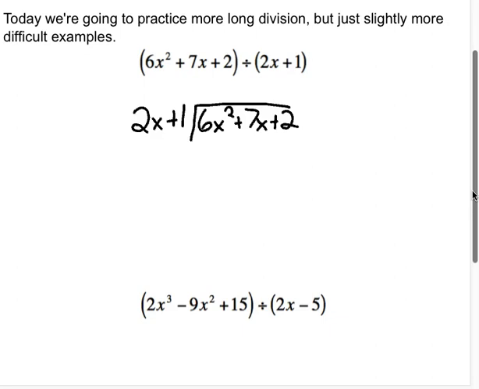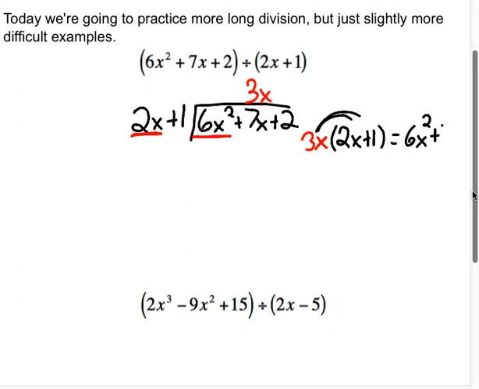So our process is still exactly the same today as it was yesterday. I need to see what does it take for 2x to cancel 6x squared. Well, for the 2 to become a 6, I'm going to have to multiply it by 3. For x to become x squared, it needs another x. So I'm going to multiply it by 3x. And the I'm talking about is 2x plus 1. So distribute that through. That gives me 6x squared plus 3x.